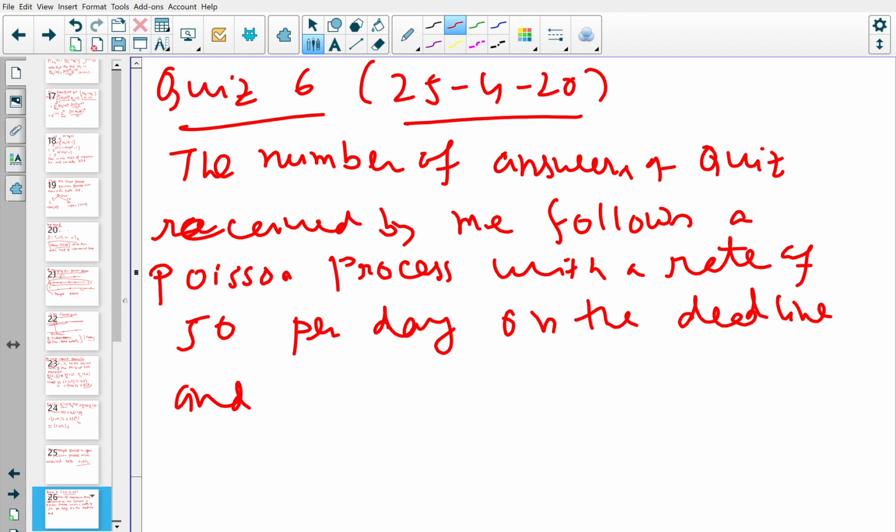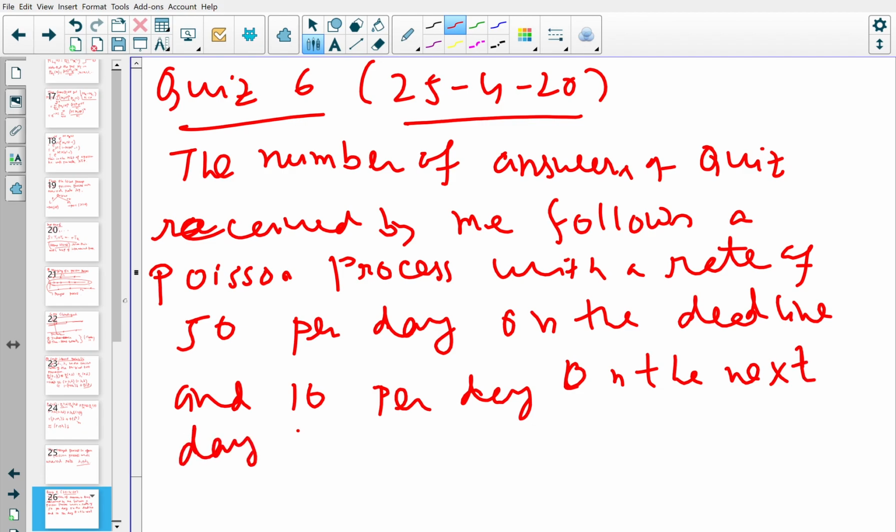and 10 per day on the next day of the deadline. Okay. For example, on 25th I will have received more solutions, then there will be 26, 27. So I'm just assuming 50 and 10 for 2 days. Okay. Now my question is, what is the PMF of the total, so this is the information I'm giving.